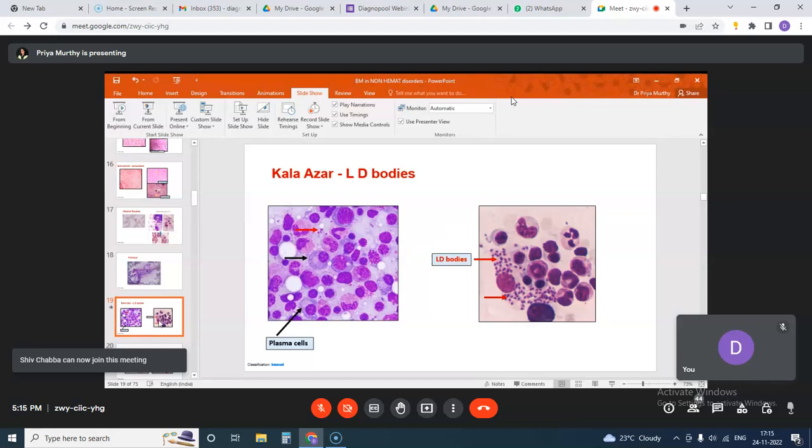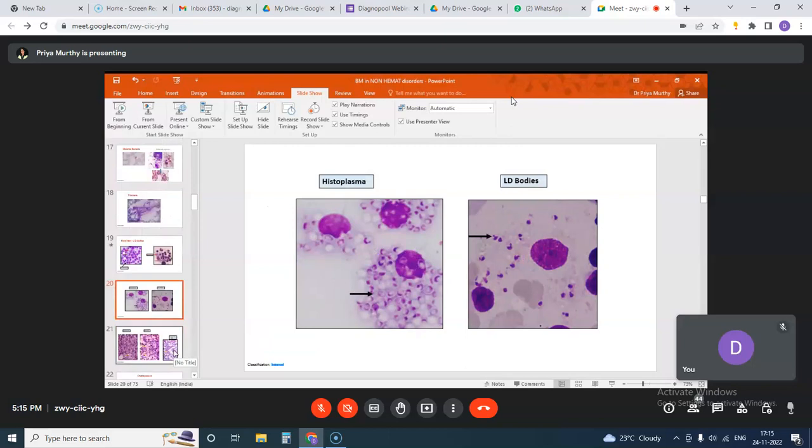cells in the aspirate. These are plasma cells with a perinuclear halo. In addition, you'll find both extracellular as well as intracellular LD bodies. LD bodies are nothing but oval in structure. They have a round nucleus and a kinetoplast. And the clue to look out for these is the presence of plasma cells and the clinical history.